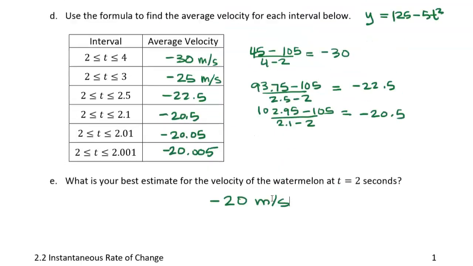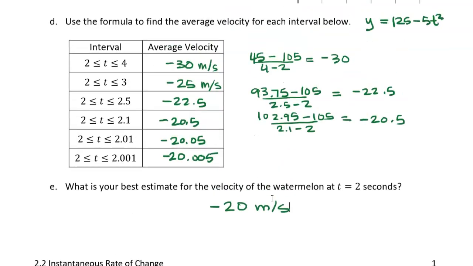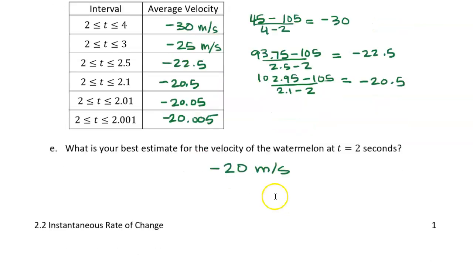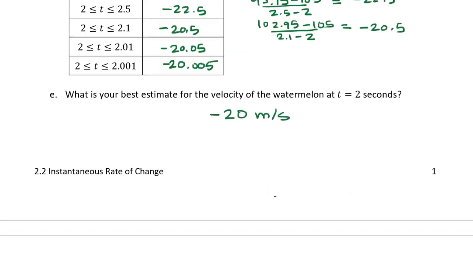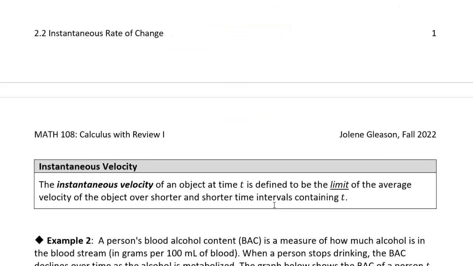So up here we were looking for the instantaneous velocity at t equals 2 seconds, and so we look at what the limit is as t approaches 2, as that time interval gets shorter and shorter and the endpoints get closer and closer to being just 2. Then we get the instantaneous velocity. So that's the idea of instantaneous velocity, and we're talking about the limit.